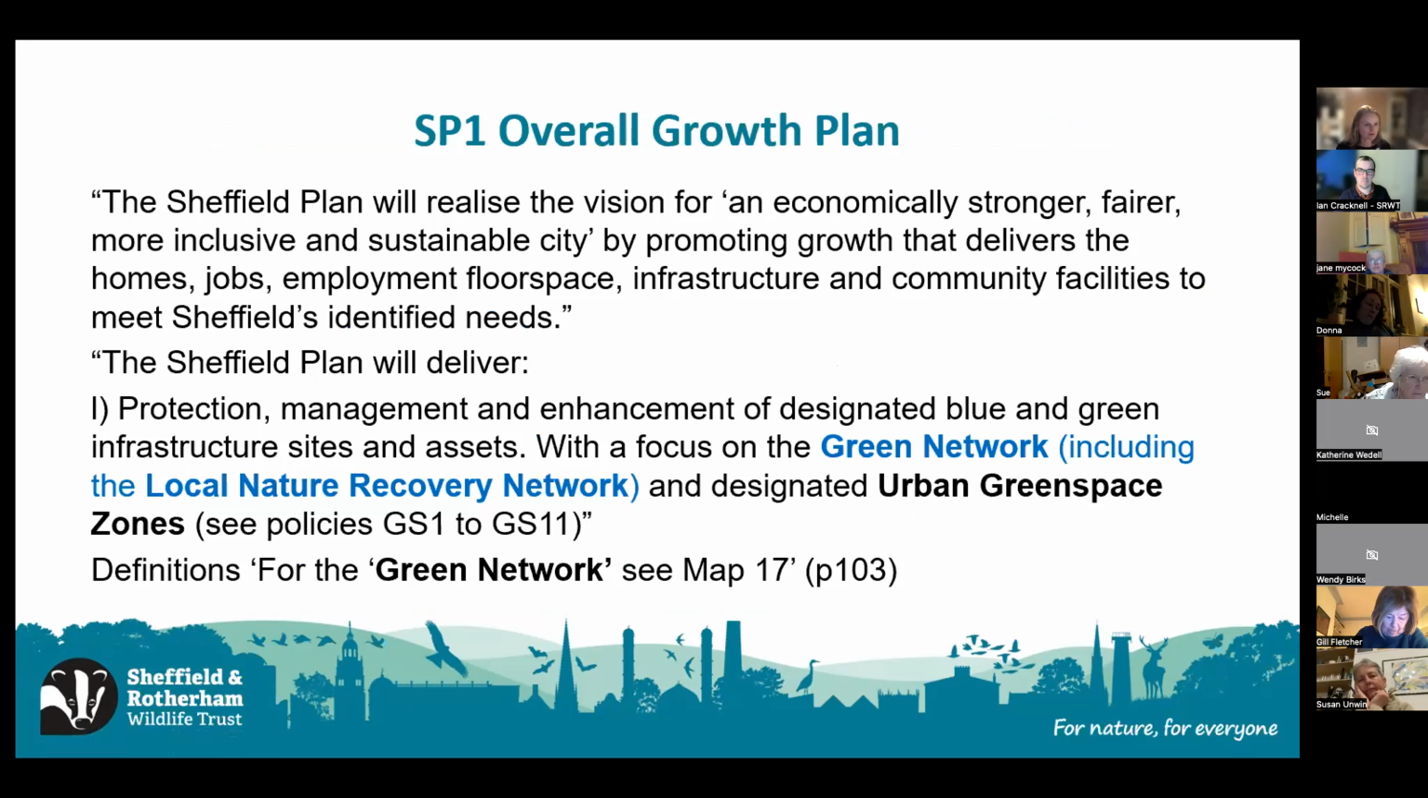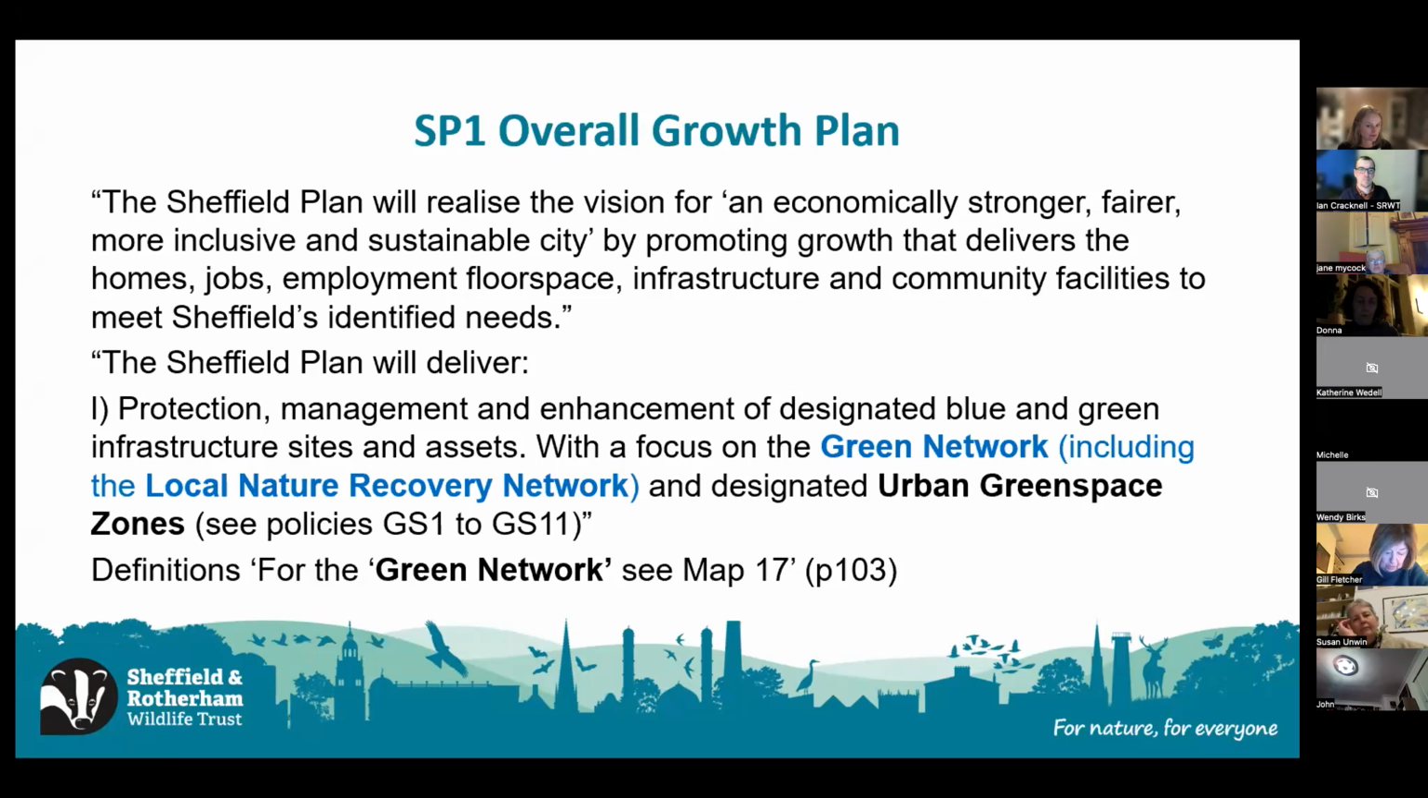Okay, so there's a policy called SP1, which is the overall growth plan. There's a whole load of stuff in there. I've just picked out L, which is that the Sheffield plan will deliver, it says, the protection, management and enhancement of designated blue and green infrastructure sites and assets, with the focus on, and these are their words, green network, including the local nature recovery network, and designated urban green space zones. Now, to be honest, I think this is the biggest issue, if you want to call it that, I have with the draft plan.